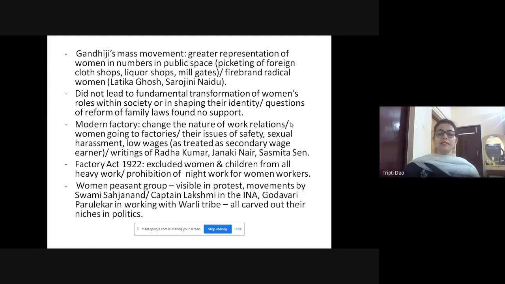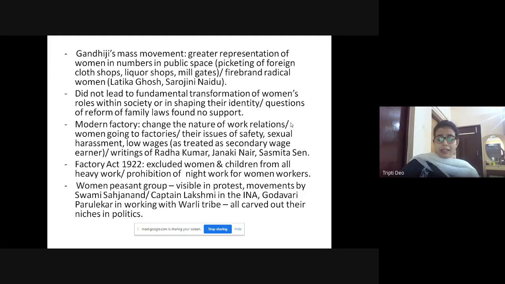Modern factory changed the way we started looking at women. It changed the nature of work relations. Women were going out to factories. So now that they were stepping out, traditional things were changing. The issues of safety, sexual harassment, low wages. Low wages, why? Because a woman's wage is always treated as a secondary wage, because she's treated as a secondary wage earner.